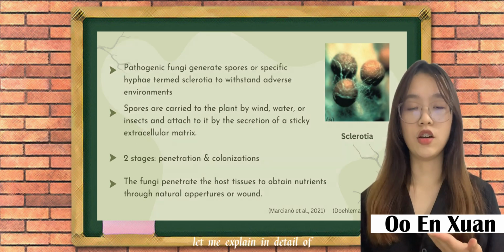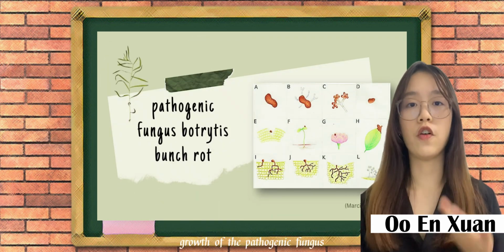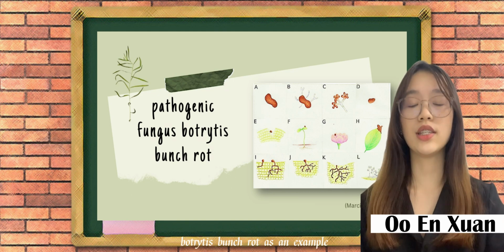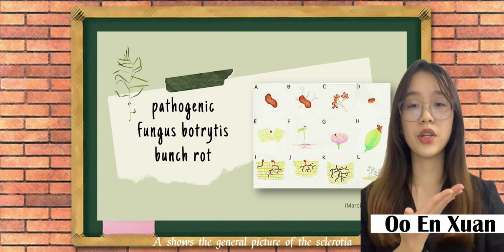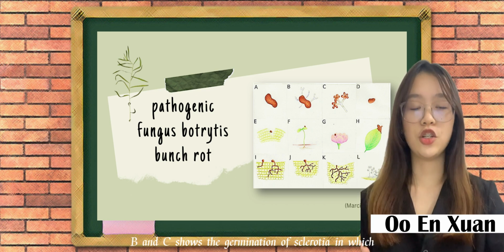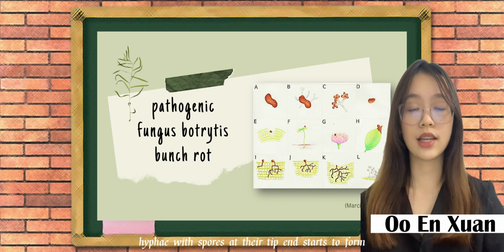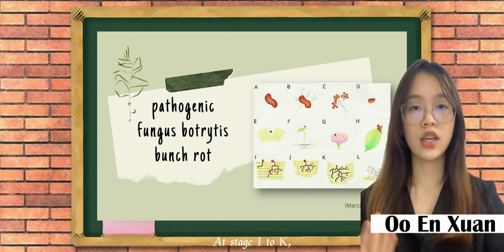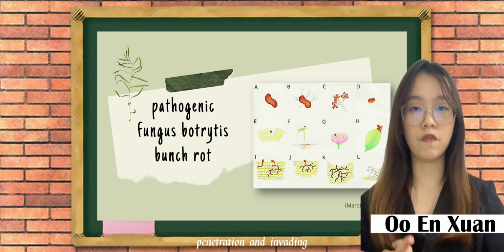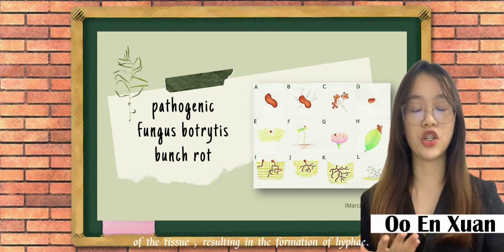Let me explain the disease cycle in detail by using the growth of the pathogenic fungus Botrytis bunch rot as an example. As you can see, A shows the general picture of the sclerotia. B and C show the germination of sclerotia in which hyphae with spores at their tip end start to form. After that, spores are released and located at plant tissues or organs as can be seen from D to H. At stages I to K, we can generally see that the spores undergo germination, penetration, and invasion of the tissue, resulting in the formation of hyphae.